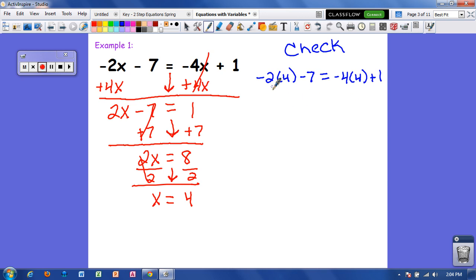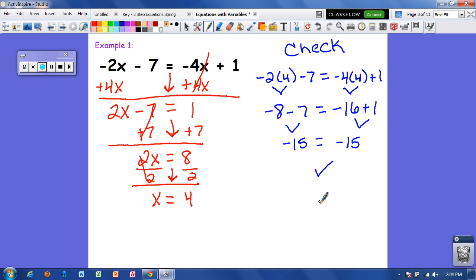On the left, negative 2 times 4 is negative 8. So negative 8 minus 7 should equal whatever this is. Here we have negative 4 times 4, that's negative 16. Bring down the plus 1. Negative 8 minus 7 is negative 15. Negative 16 plus 1 is negative 15. Those equal each other, so this checks out.